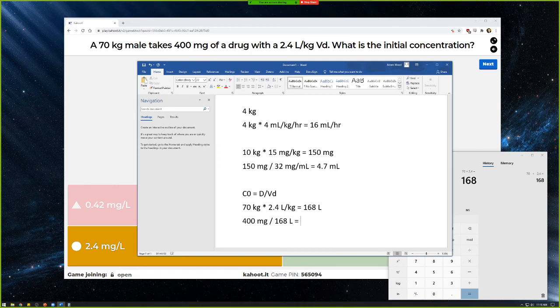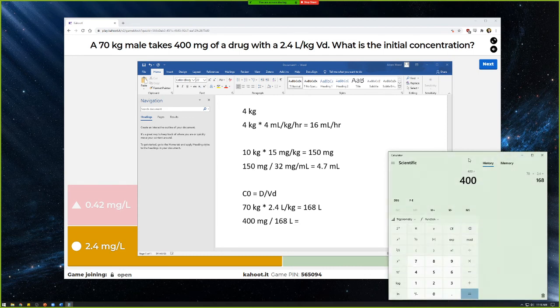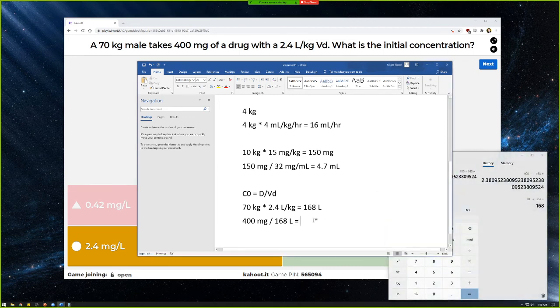You can see that's how you get the concentration in milligrams per liter in this case here. So if I do 400 divided by 168, I get 2.38 or roughly 2.4. So milligrams per liter. Okay.